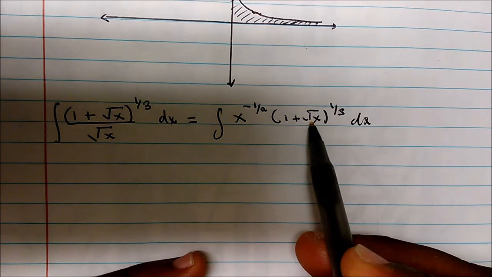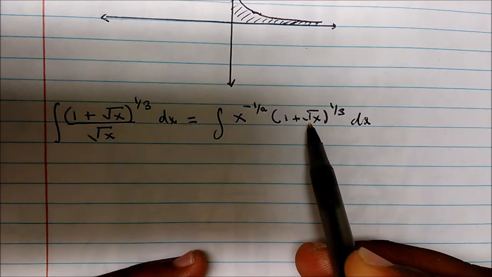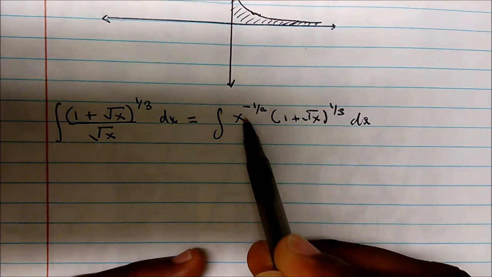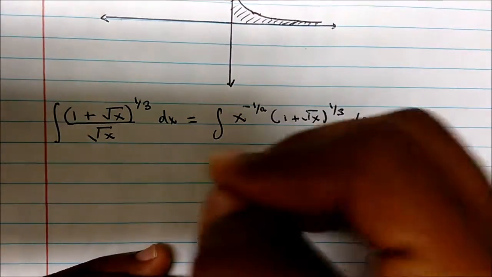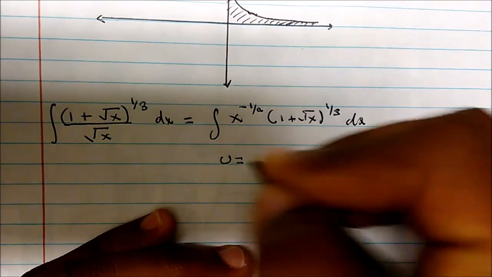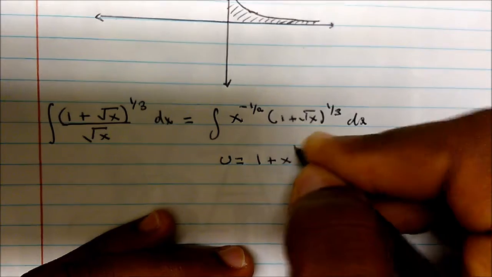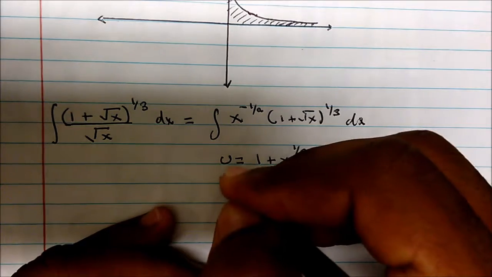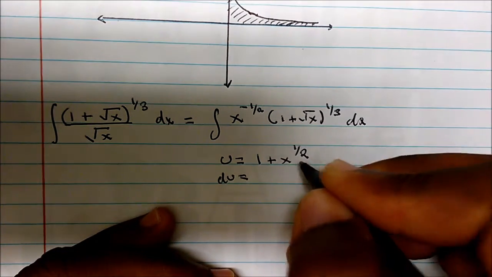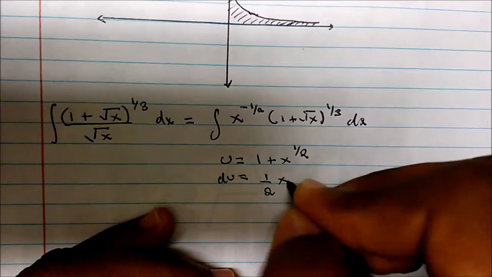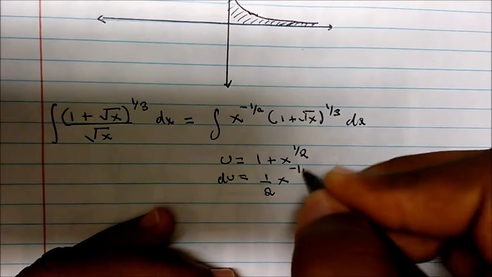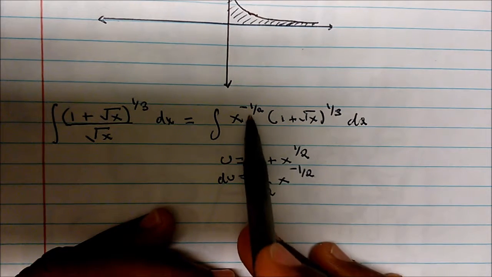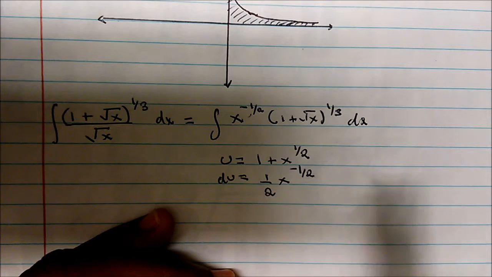Well, I see that this is x raised to the 1/2. So I'm thinking that if I take the derivative of this, I might get something that I already have. So let's see. If u is equal to 1 plus x to the 1/2, because square root of x is just x to the 1/2, then my du, or the derivative, well, bringing the 1/2 down and taking 1 away from the exponent, that's just x to the negative 1/2 times 1/2. Now I have a negative 1/2 here. I do not have 1/2, but that's okay.